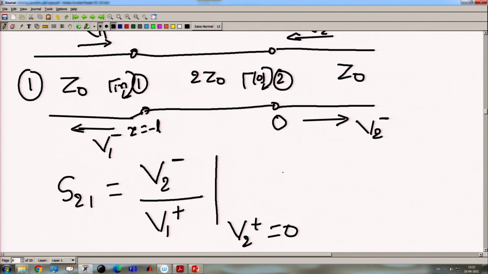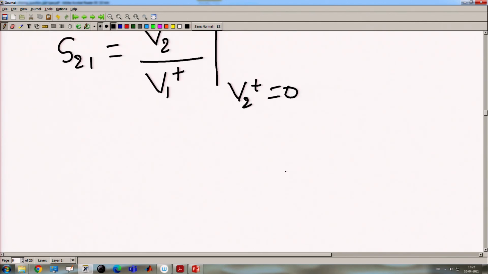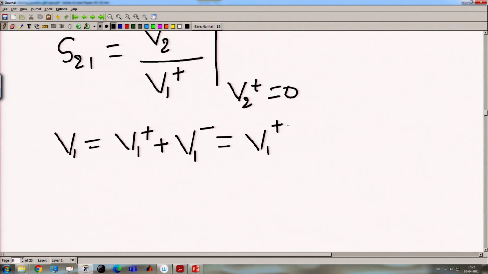But at port 1 we can define V1 equal to V1 plus plus V1 minus, and at port 1 the reflection is gamma in. So, we can write V1 minus equal to gamma in into V1 plus, and we can take the common V1 plus, giving 1 plus gamma in.